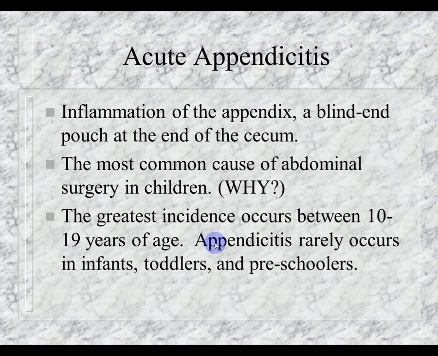If you look there, the greatest incidence occurs between 10 and 19 years of age, mainly in boys. Appendicitis rarely occurs in infants, toddlers, and preschoolers, and that's really a good thing because infants can't tell you where they're hurting, and toddlers can't explain pain well either.